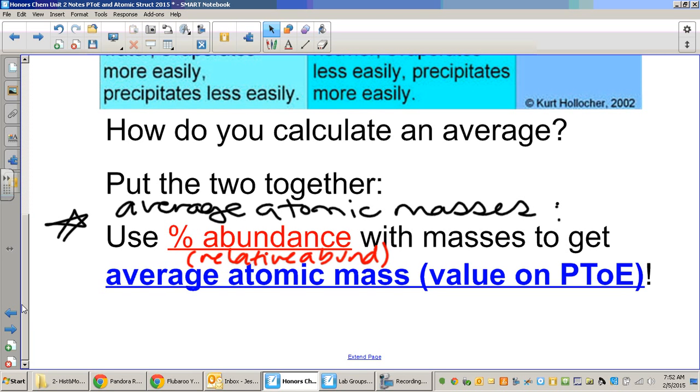I don't want you to be confused by the words percent abundance anymore. I want you to know what that means. Main goal of this slide here. So percent abundance is the same thing as saying relative abundance. All right, we'll do 2 or 3 problems on this, and then we're good. Okay, relative abundance, here we go.